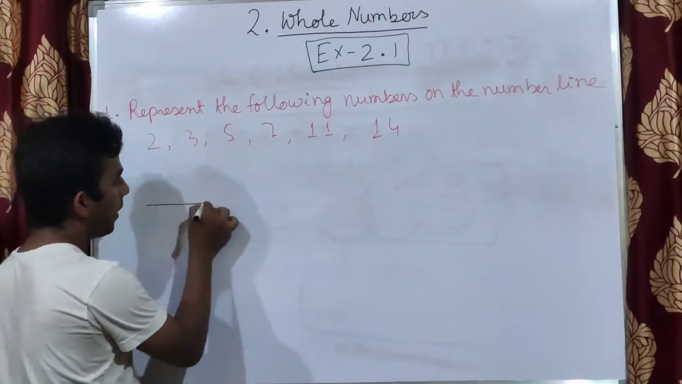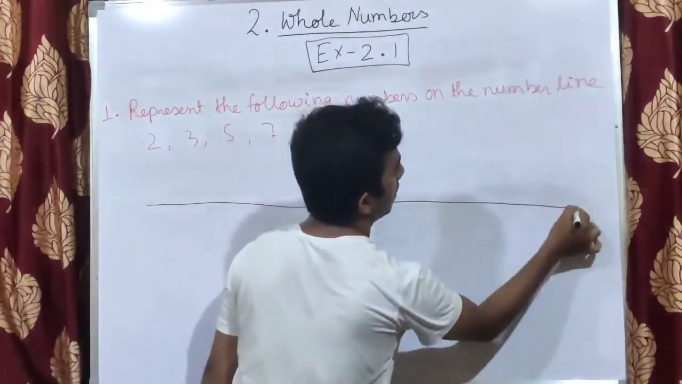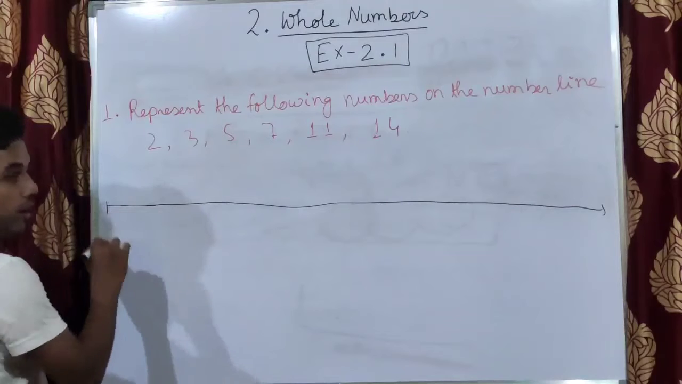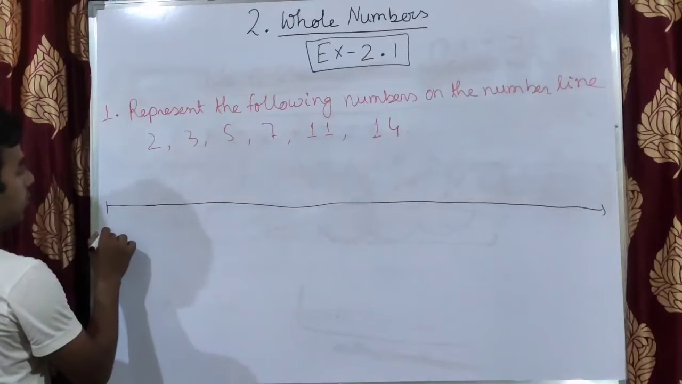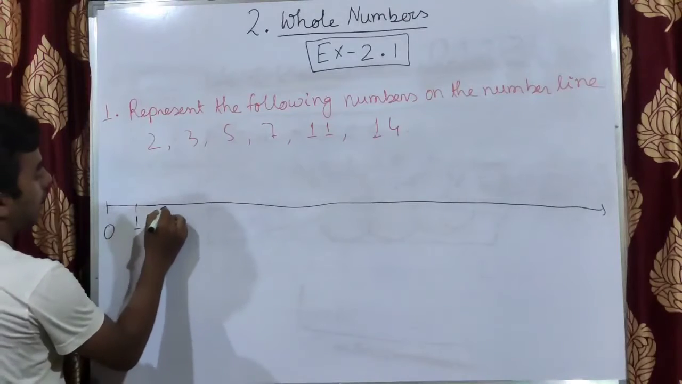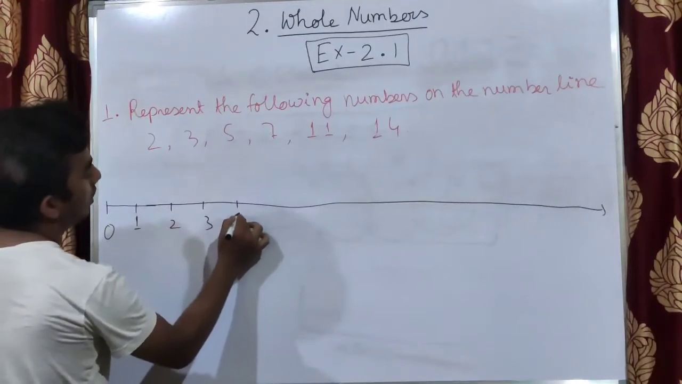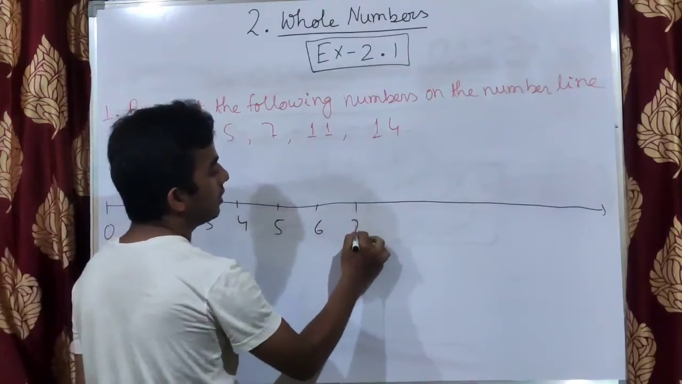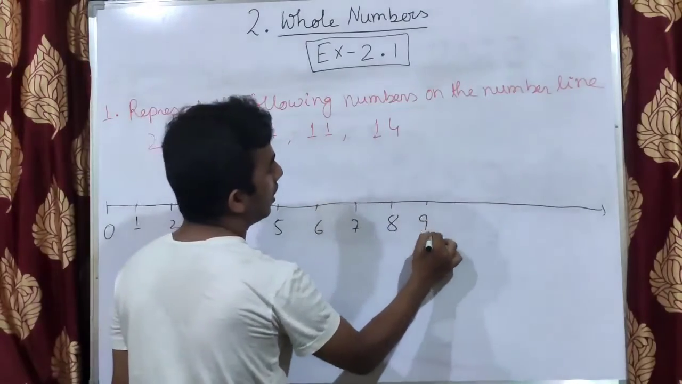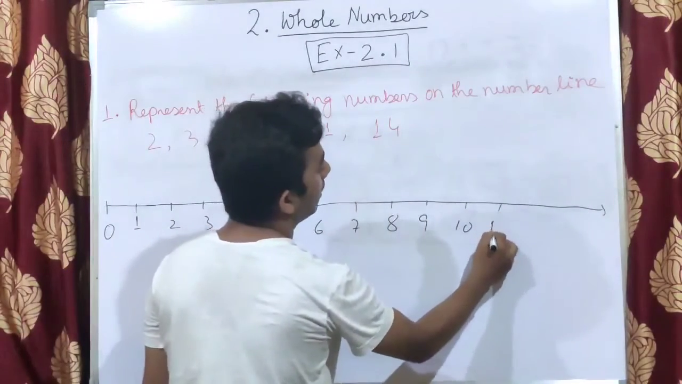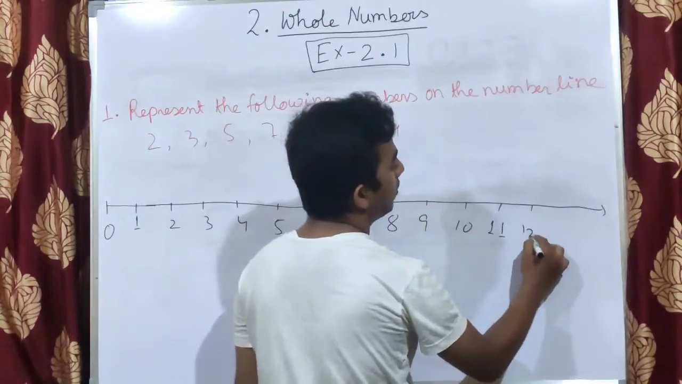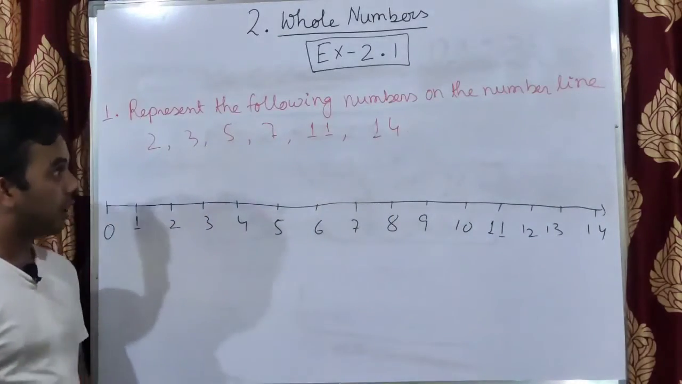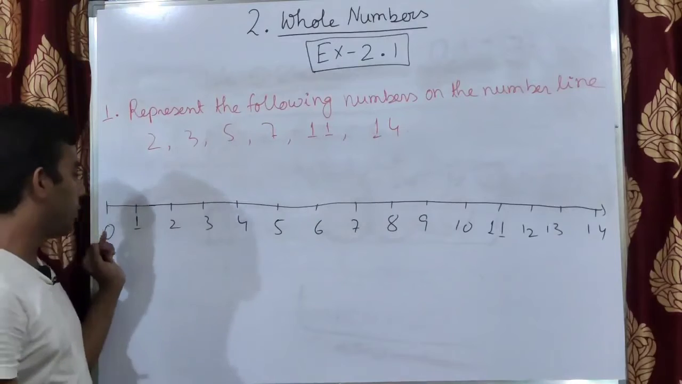So here I have drawn a number line. Okay. Now what will we do? We'll plot numbers. That is from 0, 0, 1, 2, 3, 4, 5, 6, 7, 8, 9, 10, 11, 12, 13, 14. So now I have plotted the numbers between 0 and 14.